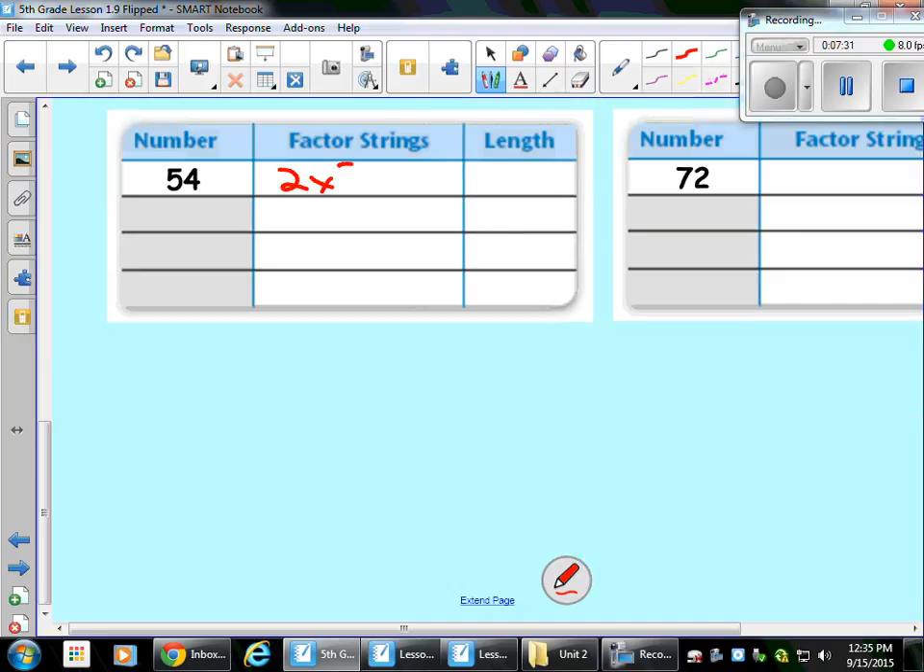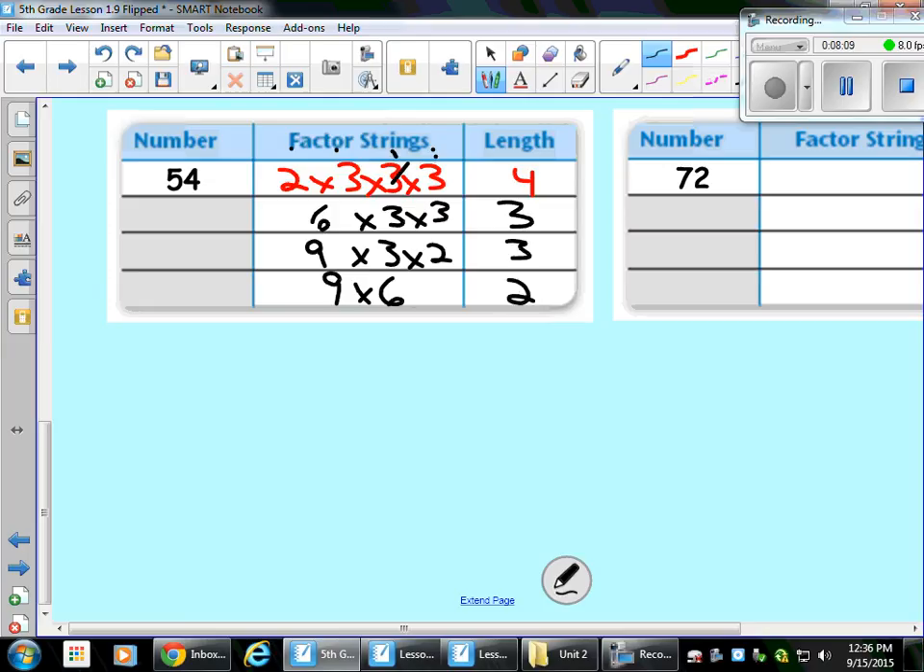So 2 times 3 times 3 times 3. It's 4 numbers long. Change colors here so you can follow along. I can go 2 times 3 is 6 times 3 times 3. That's one way of doing this. What if I did 3 times 3? 3 times 3 equals 9, not 3. If I did 3 times 3, so if I took these two numbers out, I have 9 times 3 times 2. And then the last one, 9 times 6. Count the factor, or the length. So I hope this makes sense.